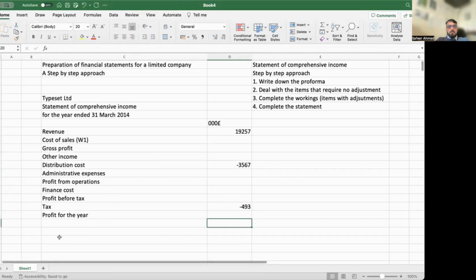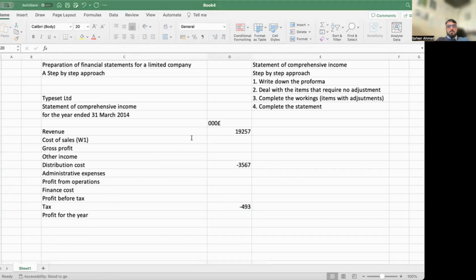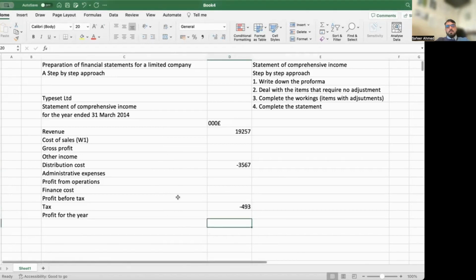And you also need to check if there is anything in relation to the other income. As far as I can see, there is no other income here, but it could be things like profit on sale of non-current asset or profit on disposal of non-current asset. It could be discount received. It could be interest received. But none of that information is given to us. So for this company, we don't have any other income.